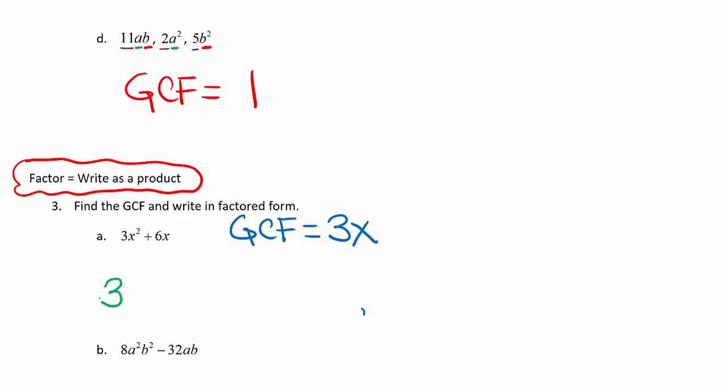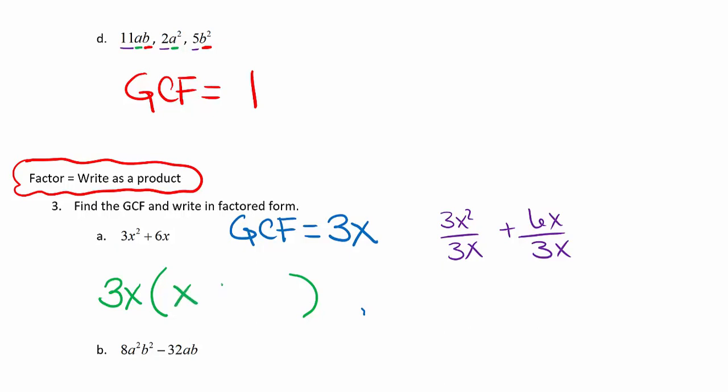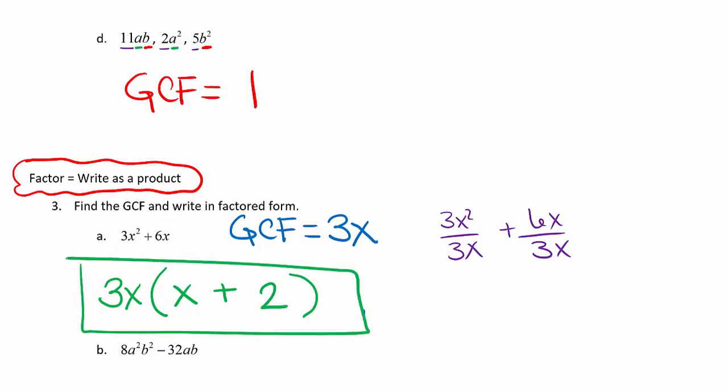To write this in factored form, the idea is you're going to pull the 3x out, or in other words, divide the 3x out, and write down what you're left with. So if I divide the first term, 3x squared by 3x, I'm just left with a 1x. And if I divide the second term, 6x by 3x, I'm just left with 2. And so that's my answer, 3x times x plus 2.